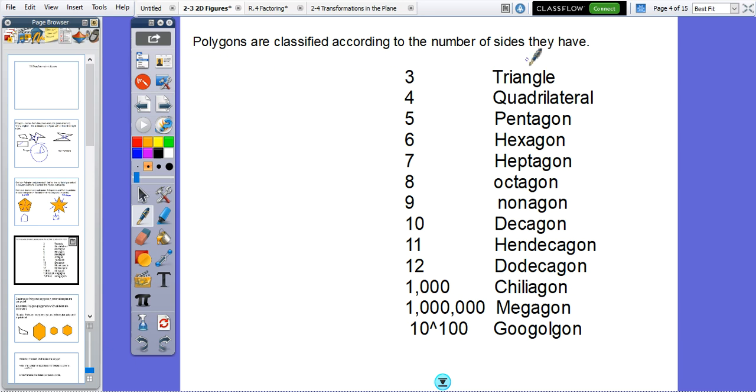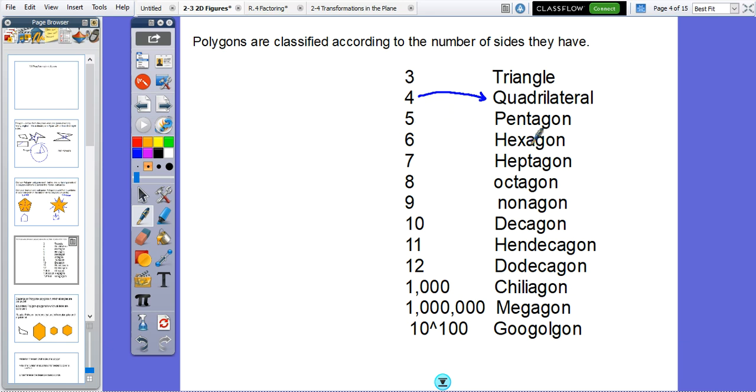We classify polygons by their sides. Now, most of us know this, but FYI, a 4-sided figure is called a quadrilateral. And we will spend a whole chapter speaking on quadrilaterals because there's something special about quadrilaterals. You have your rectangles, you have your rhombus, you have your trapezoids. You have so many different quadrilaterals. But we don't call all 4-sided figures a square. We don't call all 4-sided figures a rectangle. We just call them quadrilaterals.